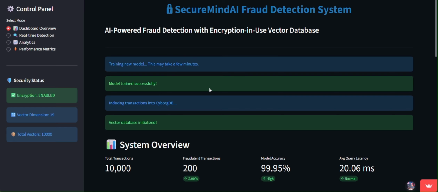Here we can see the main dashboard of SecureMind AI. Here we can see that the machine learning model has been trained and the transaction embeddings were created, and CyborgDB, the encrypted database, is fully initiated.